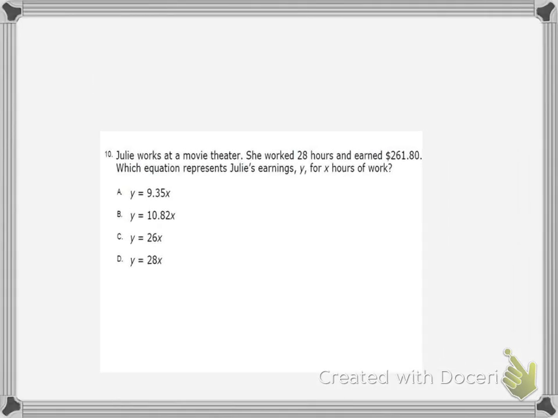Julie works at a movie theater. She worked 28 hours and earned $261.80. Which equation represents Julie's earnings Y for X hours worked? All right, so this one's going to be a little bit tricky without a calculator, but we can do it.